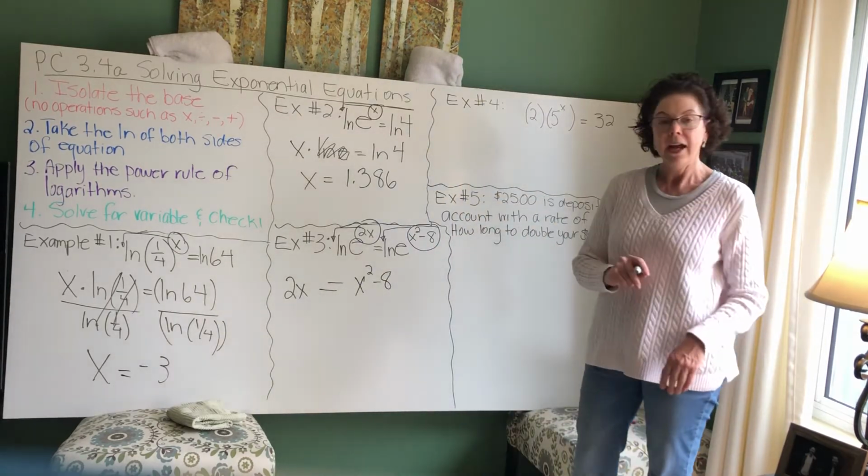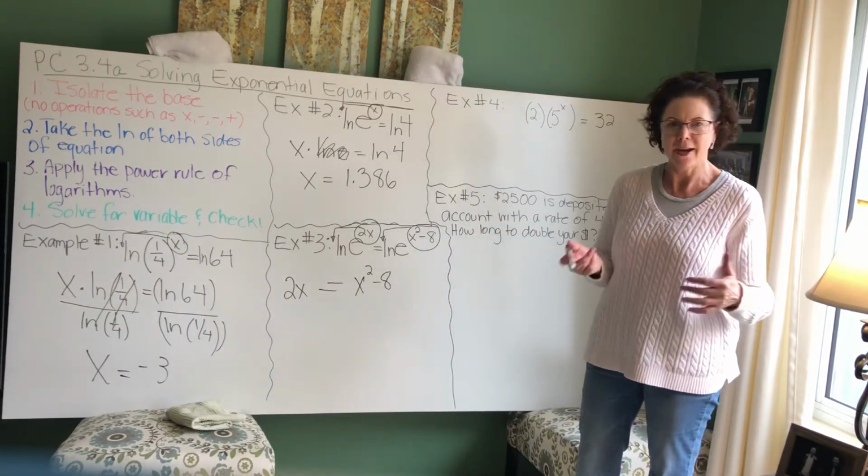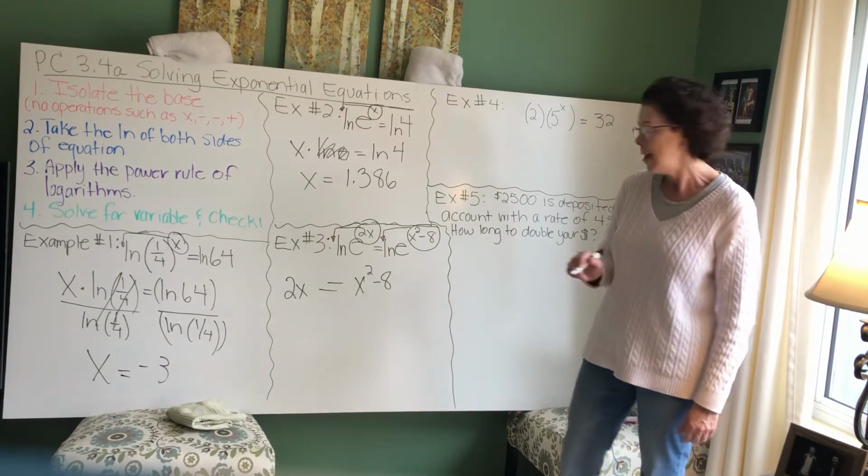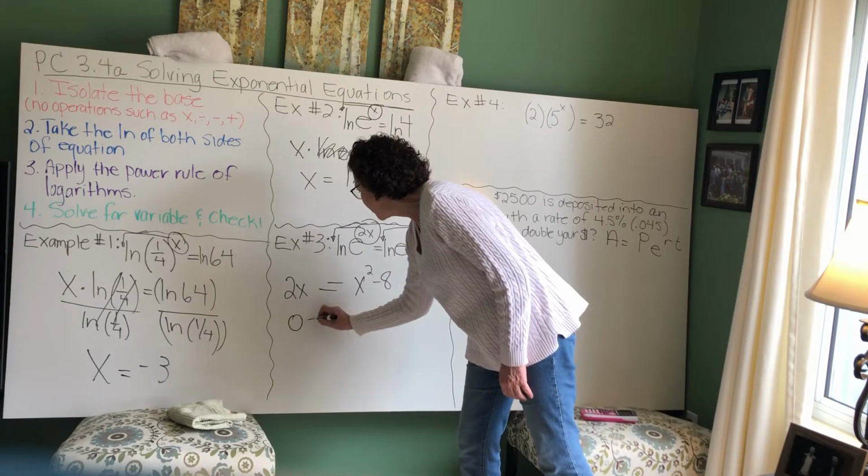There we go. Now, this looks quadratic, of course, right? They're going to do this to you. We will subtract a 2x from both sides and set the expression equal to 0.